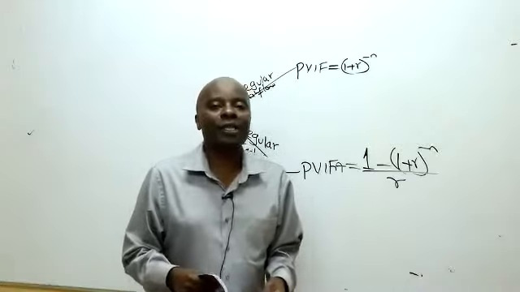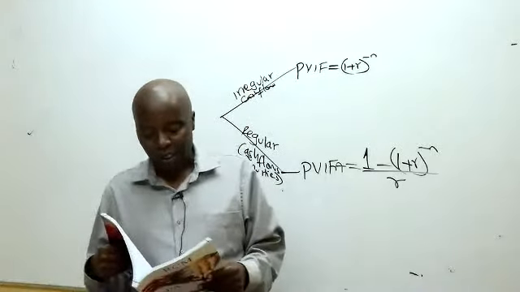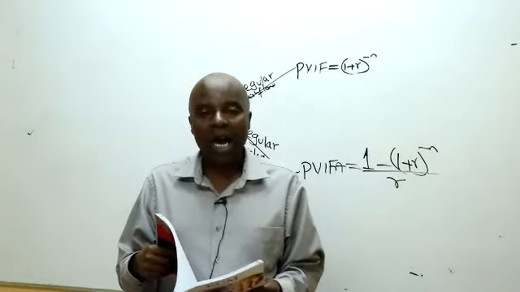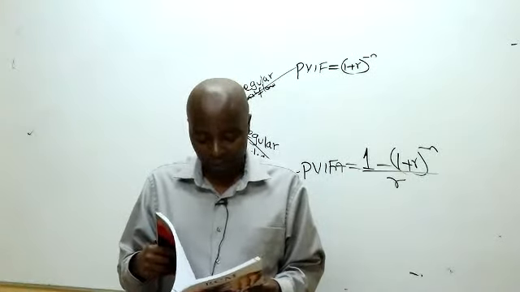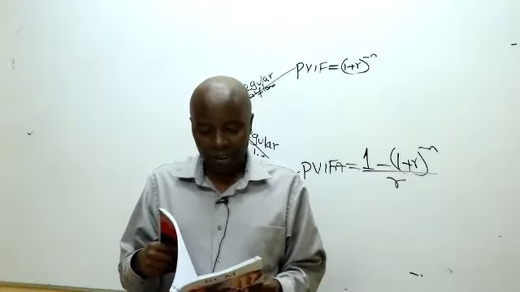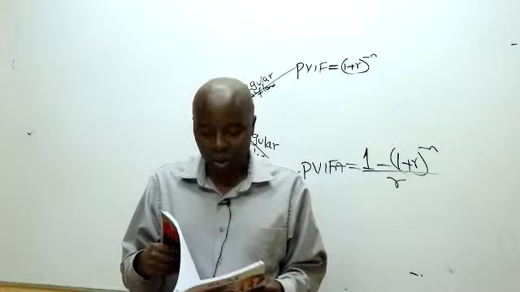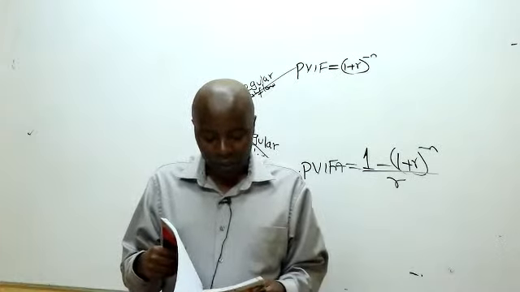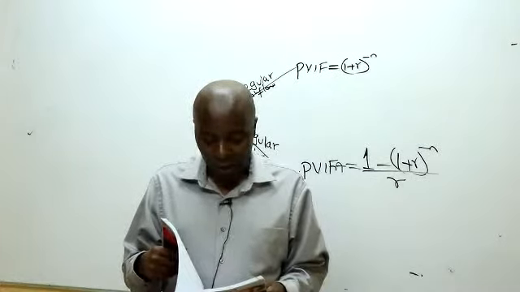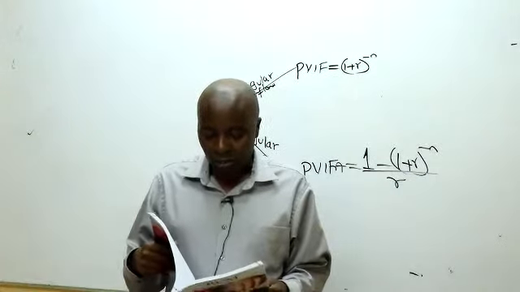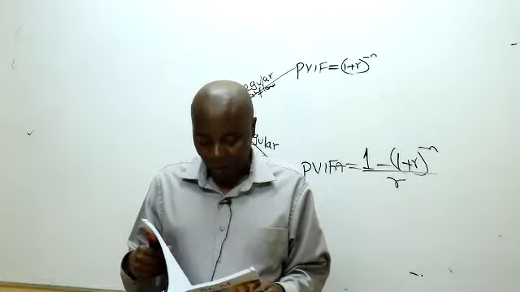The management of Rest Limited is in the process of evaluating two projects, namely Alpha and Beta. The estimated pre-tax cash flows of each of the projects are as shown below. So we have years 1 to 6. We have project Alpha pre-tax cash flows, project Beta pre-tax cash flows.